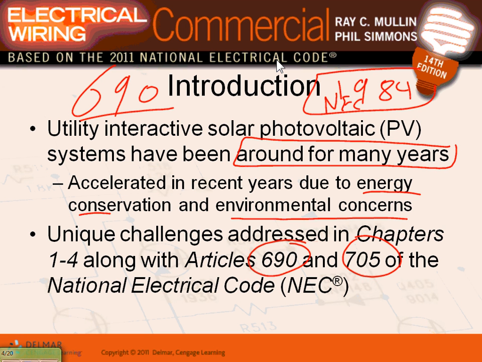But think of it this way. Every time you have a generator that you need to tie to a grid, or two sources of power tied together, you have to adhere to the rules of 705. And if you look at 705, it says interconnected electric power production sources. Interconnected, so you're paralleling sources.